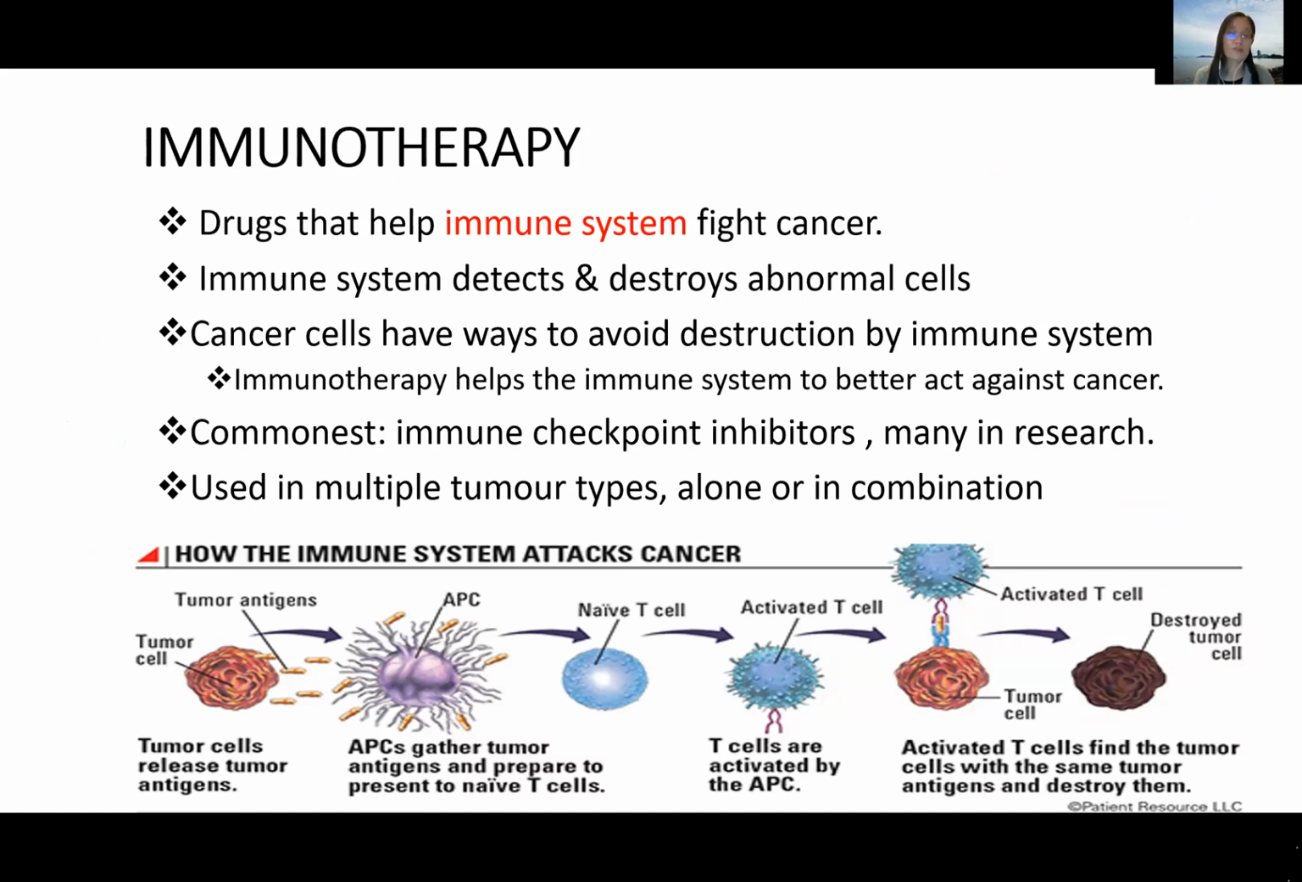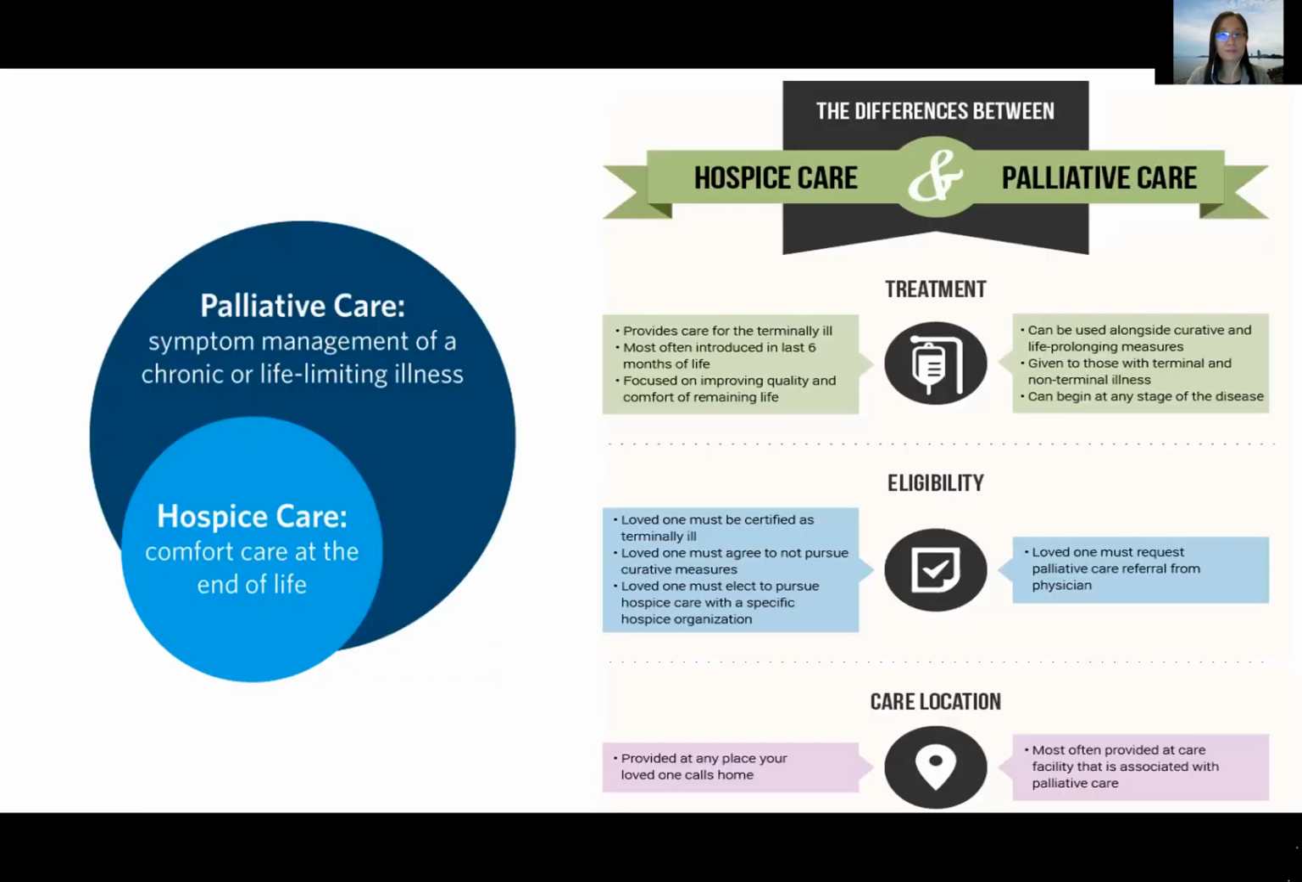They will produce things that help them evade the immune system, to not be detected and killed off. So this type of drug, mainly given by injection, we call immune checkpoint inhibitors. They help the body's immune system to detect and recognize cancer and go and attack it. So it uses your own immune system to attack cancers. It can be used in multiple different tumor types, either by itself or in combination with things like chemotherapy and radiotherapy.